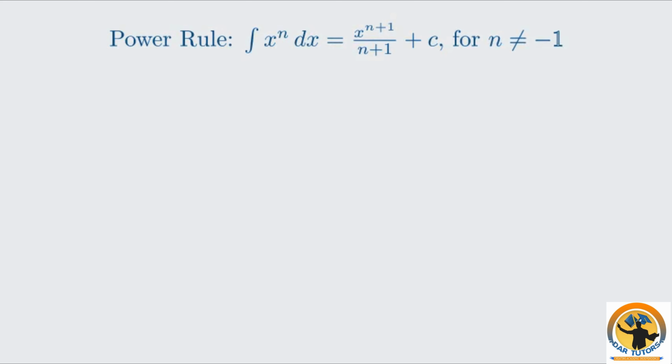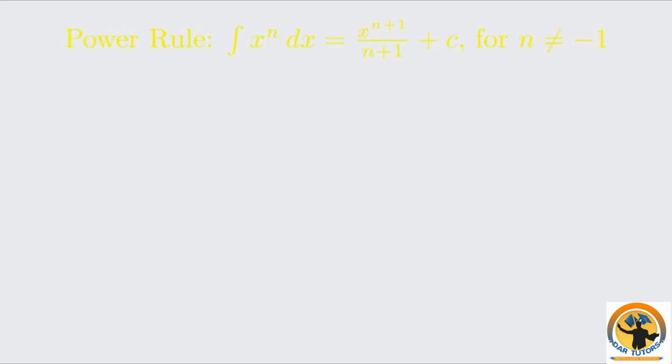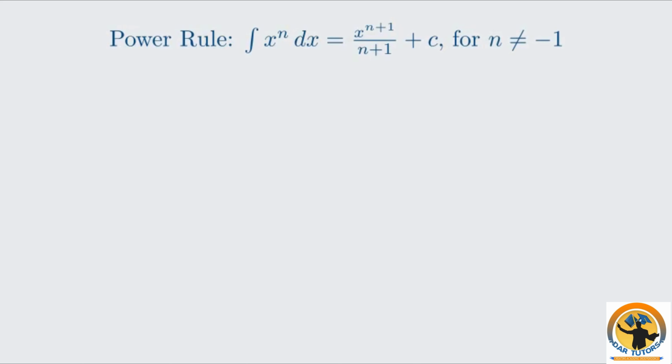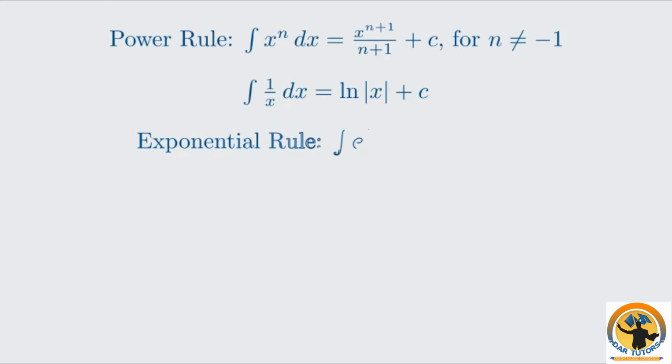These examples lead us to some general rules for finding antiderivatives. For power functions, the antiderivative of x to the power of n is x to the power of n plus 1 divided by n plus 1, plus c. This rule works for any real number n, except for n equals negative 1. The case n equals negative 1 is special. The antiderivative of 1 over x is the natural logarithm of the absolute value of x, plus c. For exponential functions, the antiderivative of e to the power of kx is 1 over k times e to the power of kx plus c.